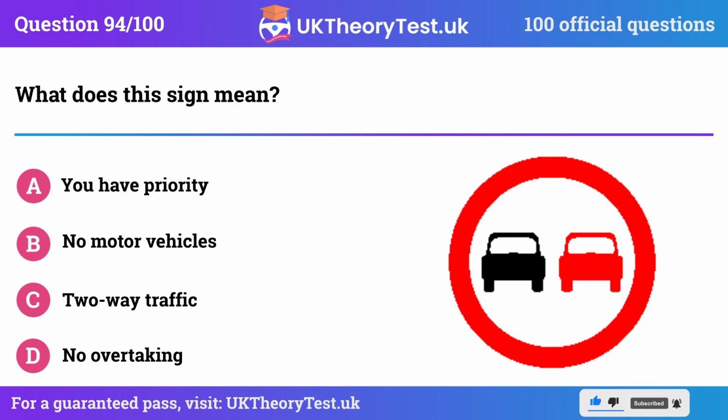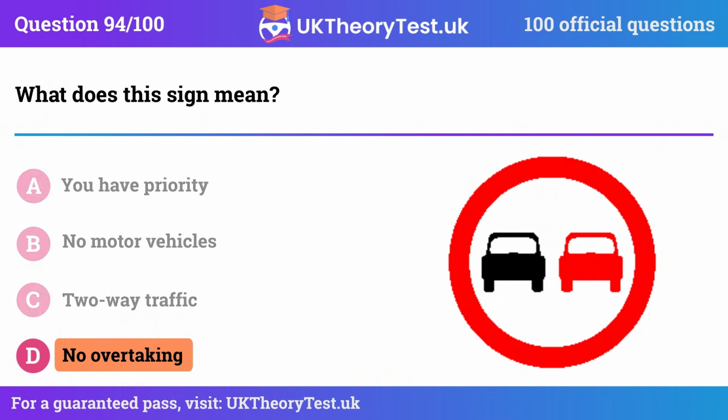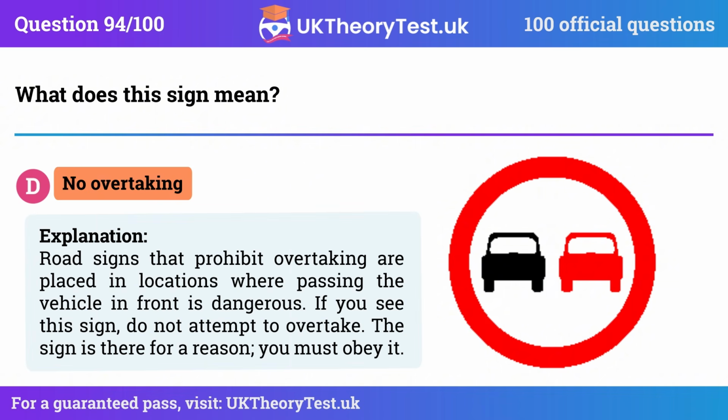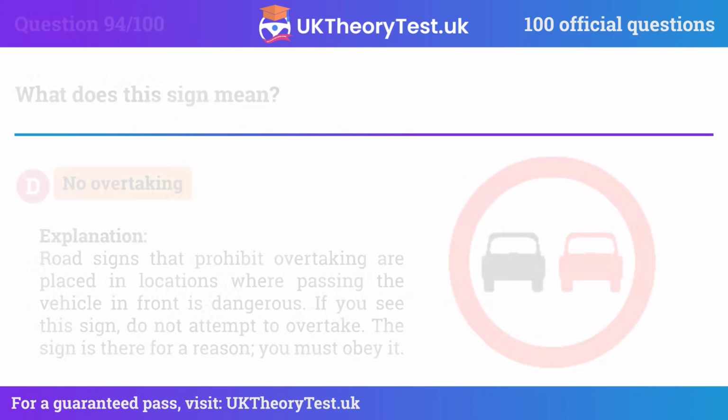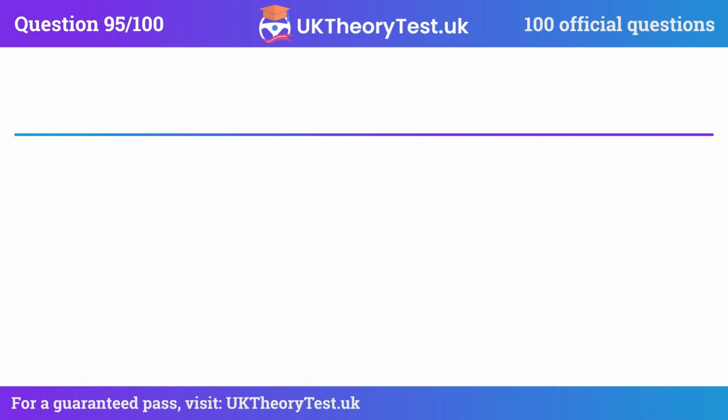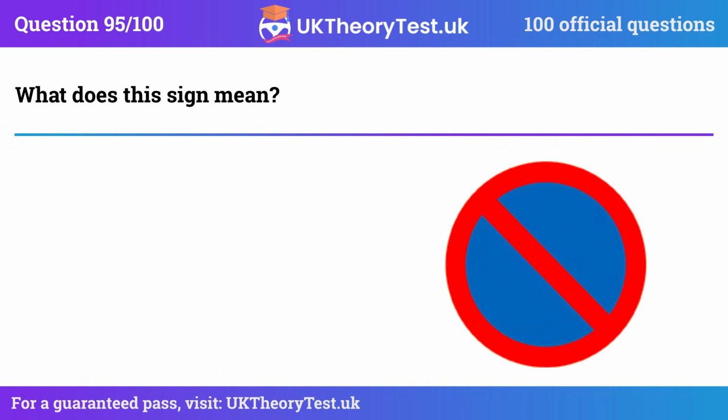The correct answer is D. No overtaking. Explanation. Road signs that prohibit overtaking are placed in locations where passing the vehicle in front is dangerous. If you see this sign, do not attempt to overtake. The sign is there for a reason. You must obey it. Question 95. What does this sign mean?